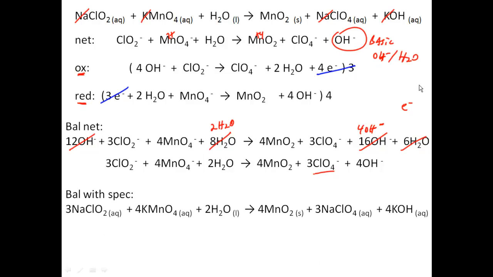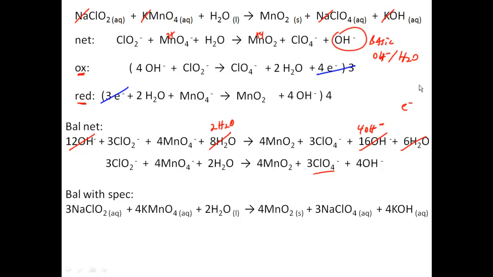With our spectators, it ends up with 3 sodium chlorites, 4 potassium permanganates, 2 waters, 4 manganese oxide, 4 oxides, 3 sodium perchlorates, and 4 potassium hydroxides. And you should make sure you put the states in to be a complete balanced equation. If you look at this, all your atoms should be balanced if you did things correctly.